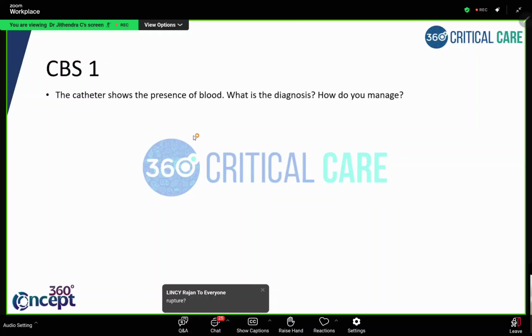Yes, many of you have said it right. So it is rupture of the balloon. That is what you see. So the answer is correct. Somebody said it is removed. No, there is rupture of the balloon. So what do you do? The correct diagnosis is rupture of the balloon.